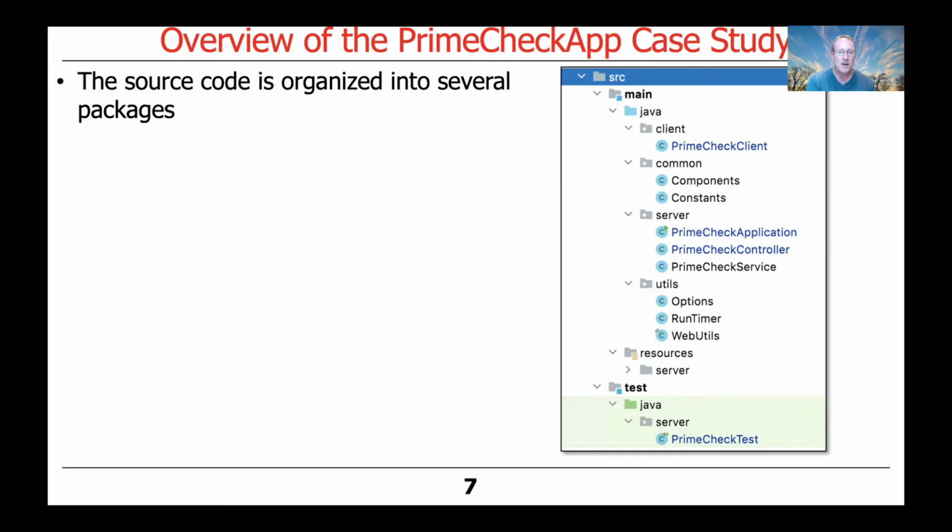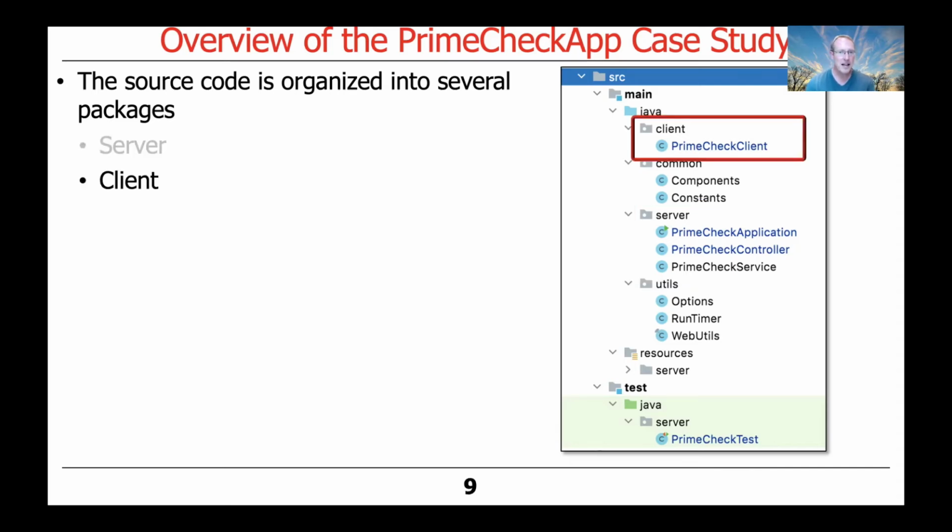The source code itself, as we'll see momentarily, is organized into several packages in my IntelliJ project. And that's kind of how we're going to guide the discussion of the different features. One package is the server package, and that consists of something called the PrimeCheck application, the PrimeCheck controller, and the PrimeCheck service. This is very canonical Spring Boot, Spring WebMVC style programming. I'll talk more about that when we get to the source code. So those are the three files that handle the server-side processing.